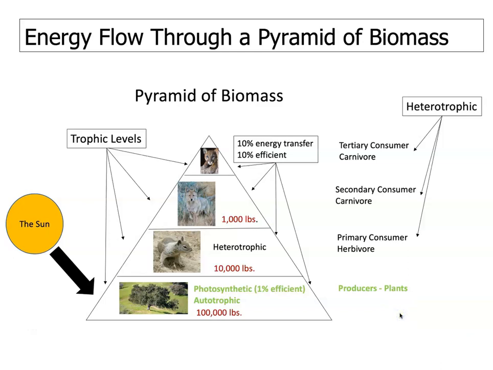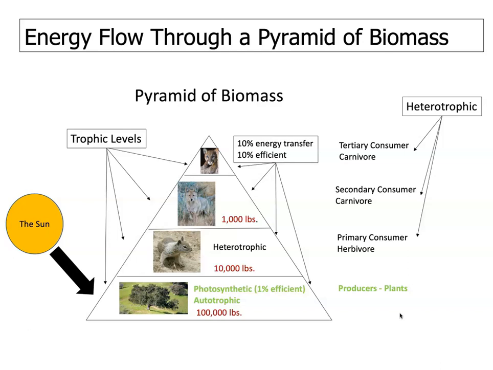I'd like to review a little bit about the pyramid of biomass and also energy flow through the ecosystem. If you look on the left, notice the sun is the ultimate source of energy for life on the planet. And it's plants or other photosynthetic organisms that are able to take that solar energy and convert it to food, make that solar energy available to other organisms.